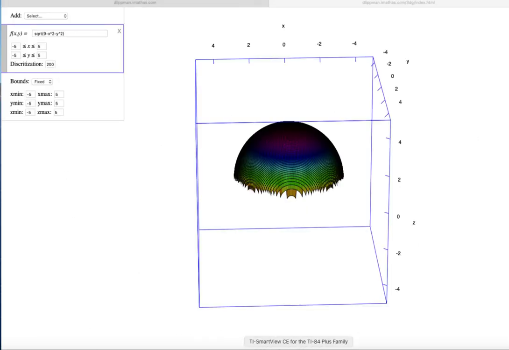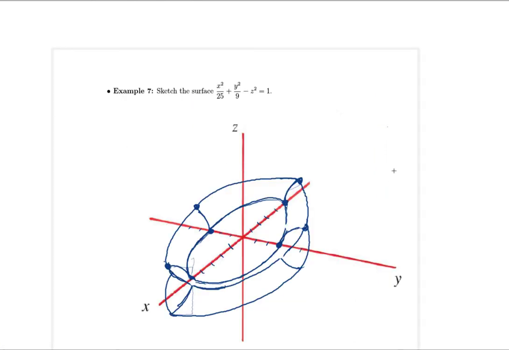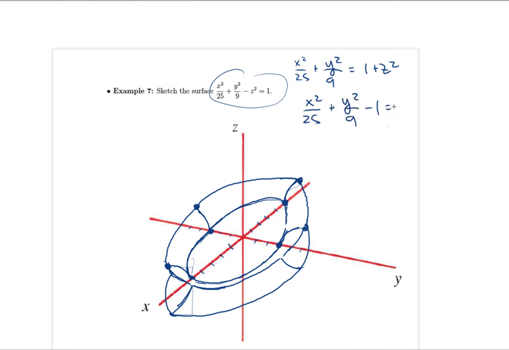Okay, so first of all, how do we do that? Let me go back. It's not set up nicely to use in that grapher that I've given you. So what you do is you solve for z. We move z squared over to the right, so it'll be x squared over 25 plus y squared over 9 equals 1 plus z squared. So x squared over 25 plus y squared over 9 minus 1 equals z squared.